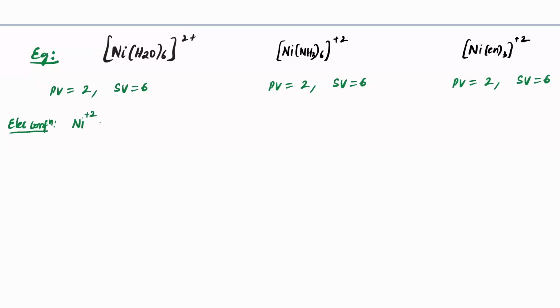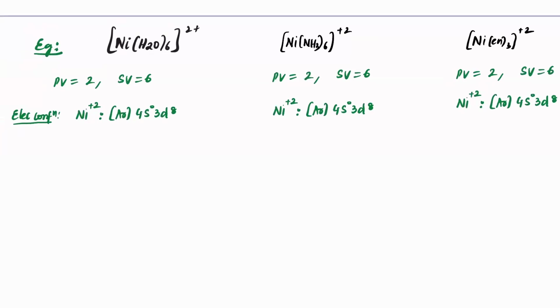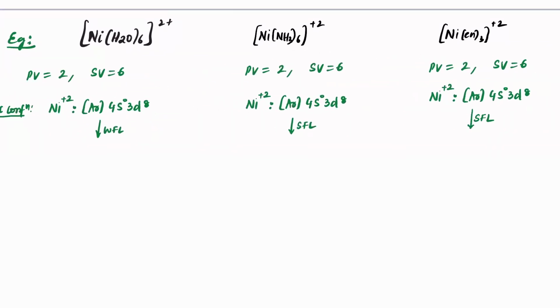I'm directly writing plus 2 now. Plus 2 configuration is argon 4s0 3d8. The same configuration follows here also, right? And then we had an approach of weak field ligand. Here we have an approach of strong field ligand. Ethylene diamine is also a strong field ligand, because of the nitrogen connections.